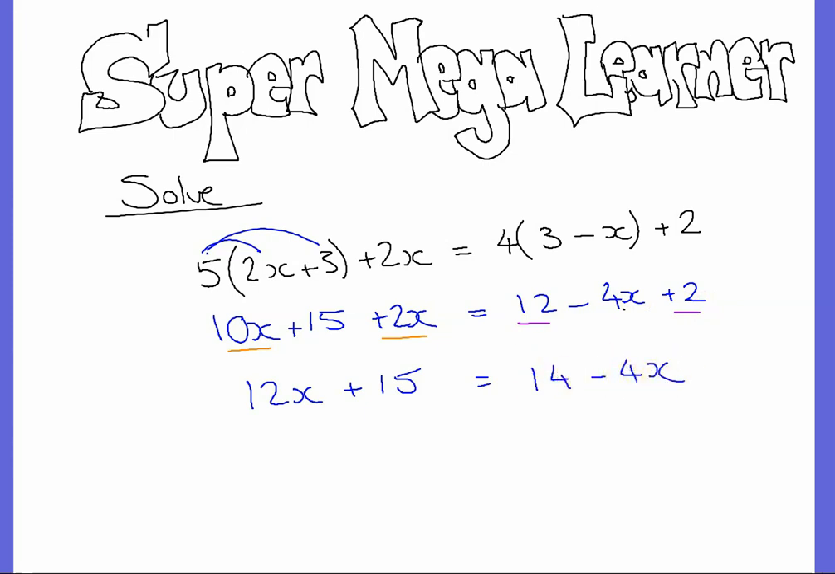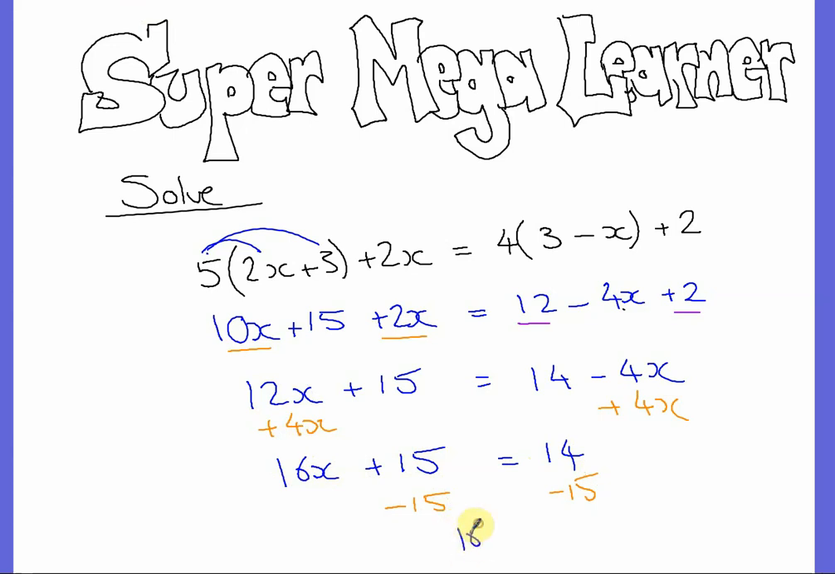And now we're back to where we were just before. Let's look. Are there x's on both sides? Yes. The most is on the left, so that's where we're going to keep them. We need to remove the one on the right. We're going to do that by adding 4x to both sides, giving me 16x plus 15 equals 14. We now need to remove the 15 because it's on the left and the number terms need to be on the other side to the x, so let's take away 15.